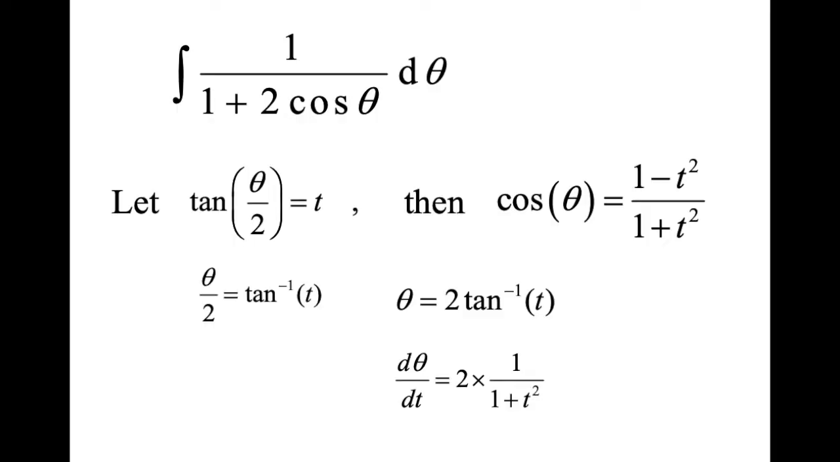This integration is quite difficult. We should let t equal tangent half theta, with the substitution method, to solve this problem. So how do we do it? Now, if we let t equal tangent half theta, then half theta equals tangent inverse t. So theta equals 2 times tangent inverse t. Then d theta dt is going to be 2 over 1 plus t squared. Of course, we should recall that differentiating tangent inverse t gives 1 over 1 plus t squared.